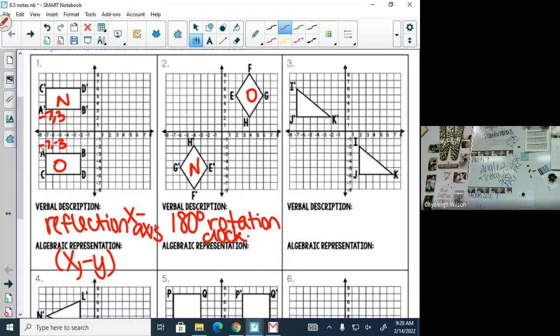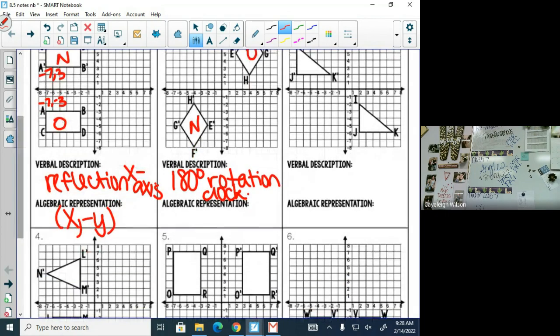All right. Now the algebraic representation of that. So look at your paper. What happens on a 180-degree rotation to the ordered pairs, Randy? -5. Yeah.